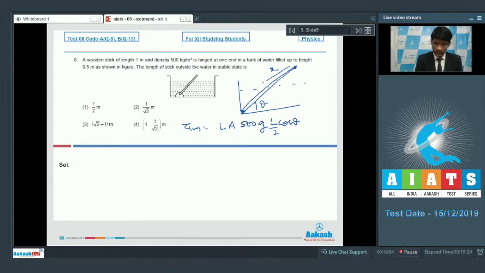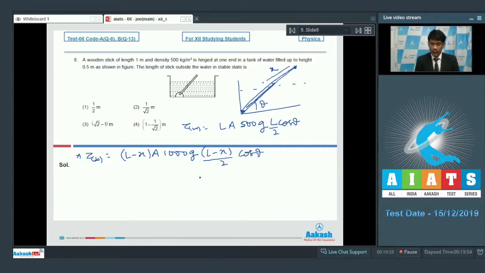So this much portion is actually inside the water. So I would say torque because of the buoyancy force, the length being L minus X, area being A, density of water is 1000, into g, this distance being (L minus X) divided by 2 into cos theta.